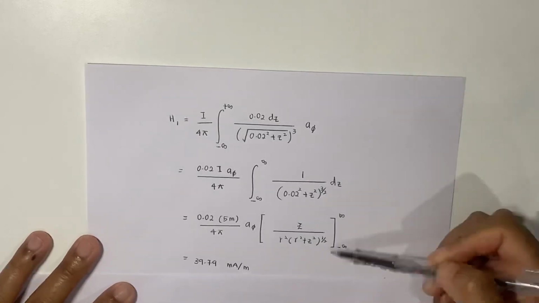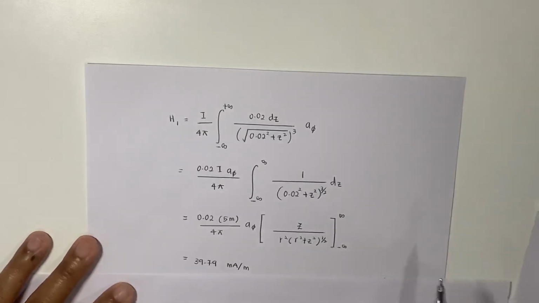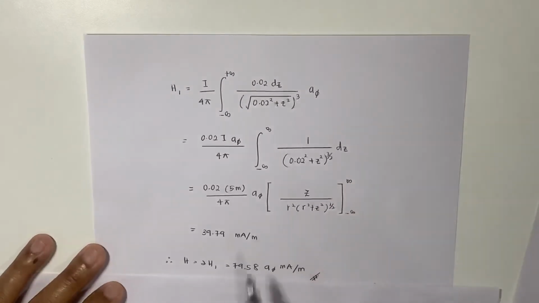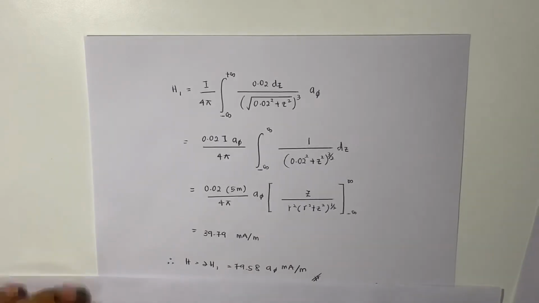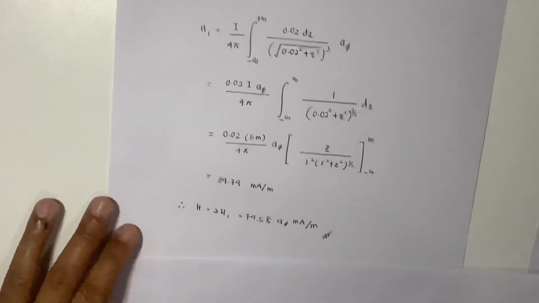This is just the mathematics. And then because H equals 2H1, because the two conductors have the same distance from the P point, you need to multiply by 2. The answer is 79.58 a_phi milliamp per meter.